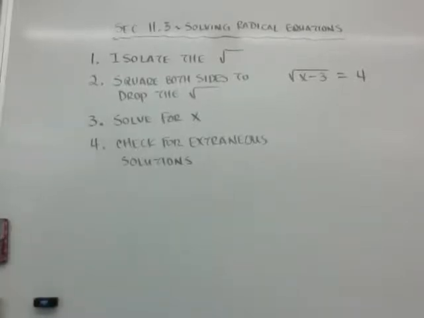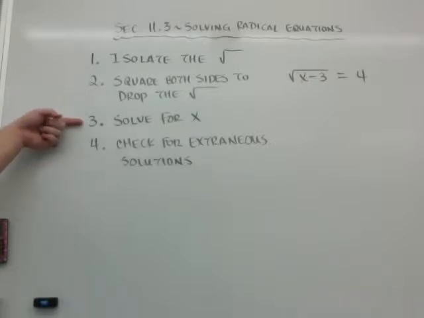Hello everybody, this is section 11.3, which is solving radical equations. There's four simple rules. Number one is isolate the radical. Number two is square both sides to drop off the radical. Number three is solve for x. And number four is check for extraneous solutions. I'll explain what that means later.